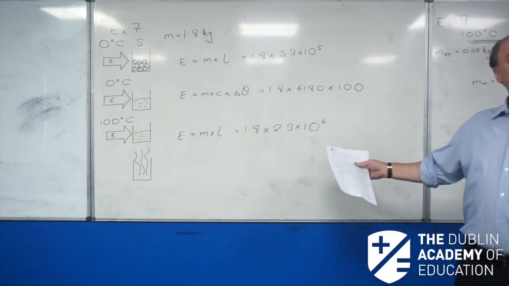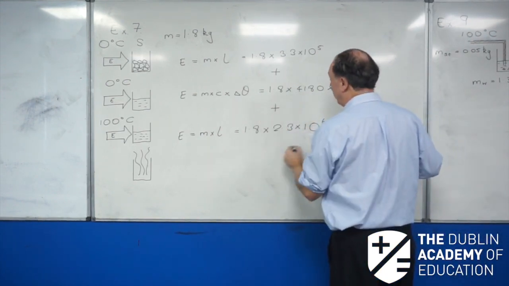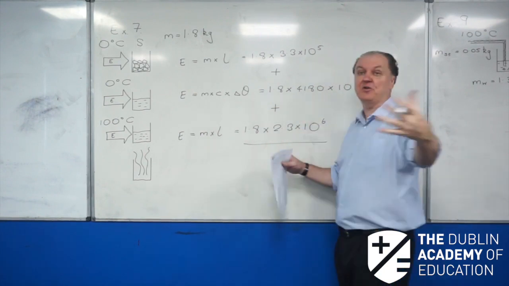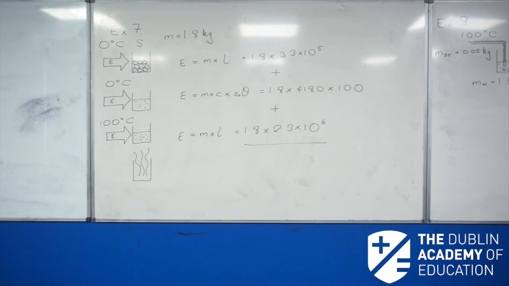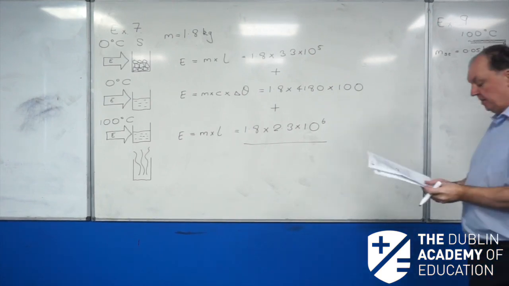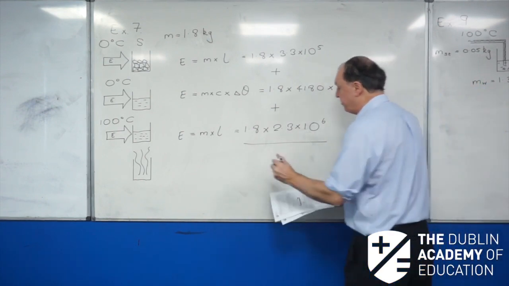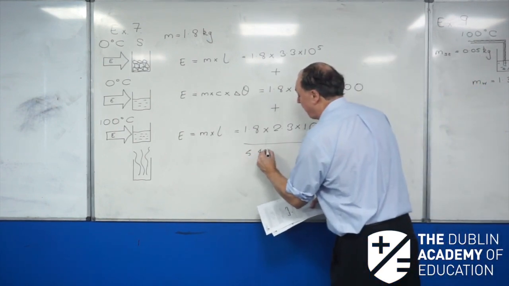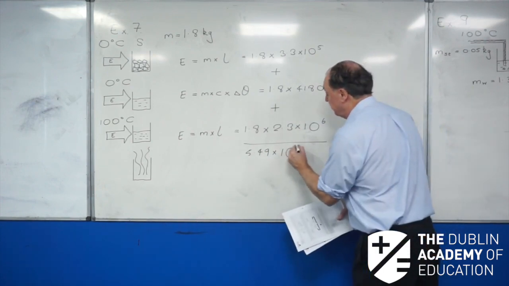Basically, they're asking you for the total energy. So you're just going to add together 3 different values, put them into your calculator as they are. You do that calculation yourself. I'm going to check the answer. So the answer I get for example 7 is 5.49 by 10 to the power of 6 joules.